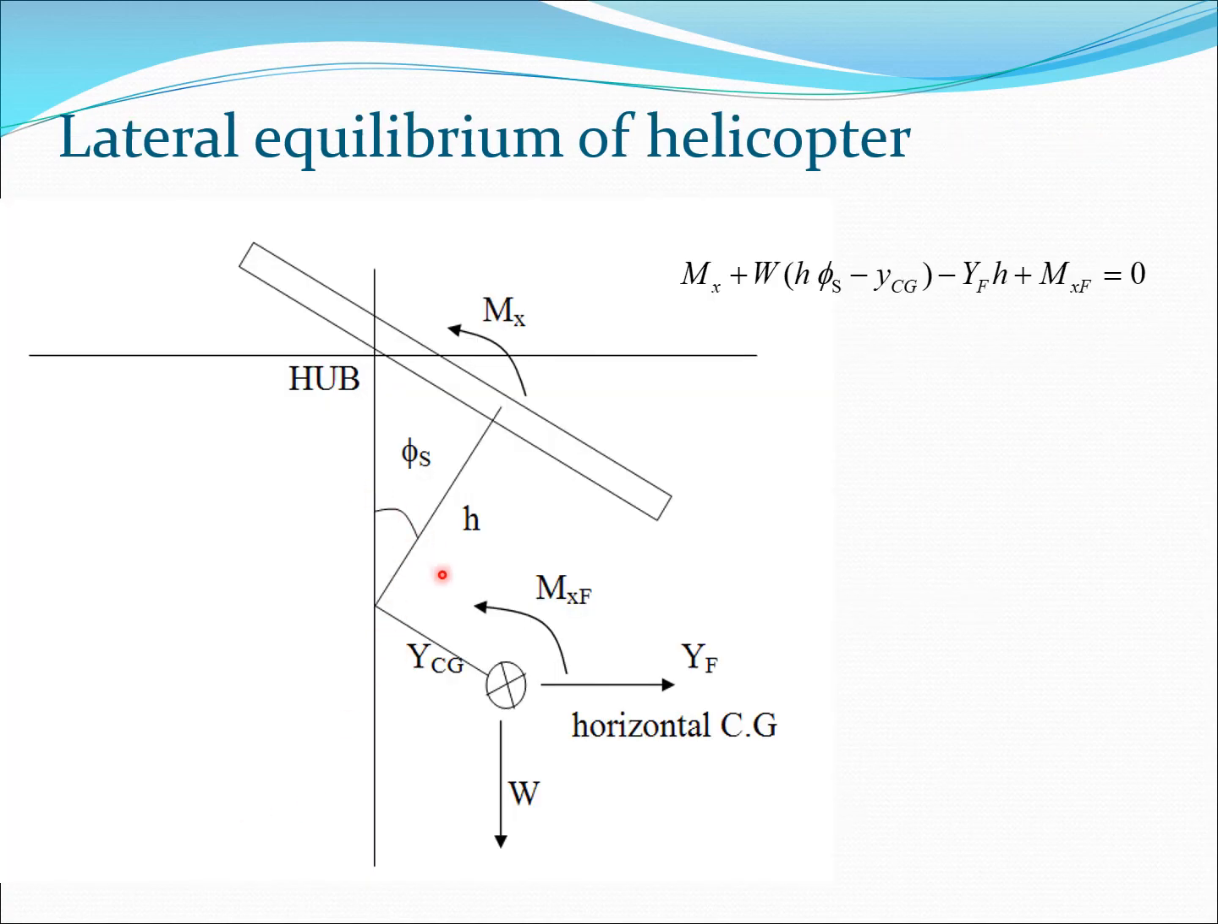Similarly, I can calculate the value of phi s, and that would be given by mx here. The equation essentially is obtained by taking the moment. So we have mx, we have mxf, these are the two moments here, and the remaining moments are created by w h phi s minus ycg and minus yfh. So this is again assuming the angles are small, and therefore we can obtain this equation, and from this equation we can solve for phi s.